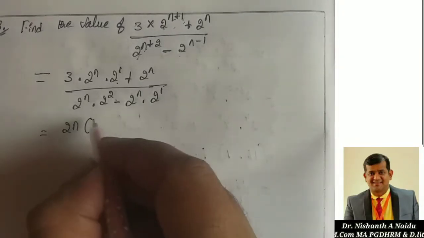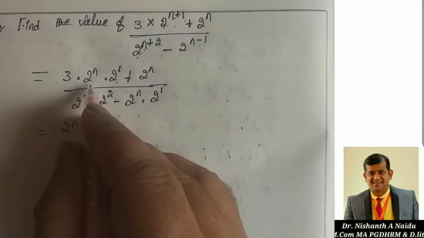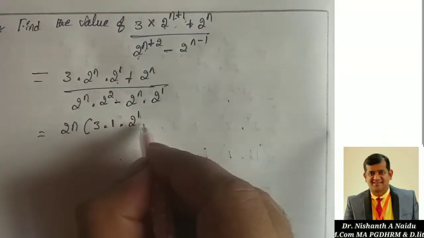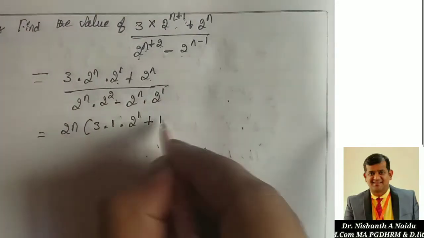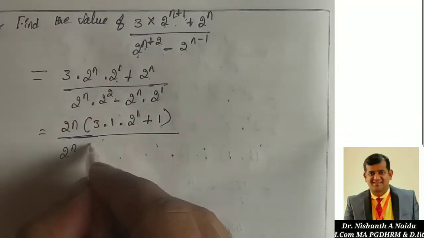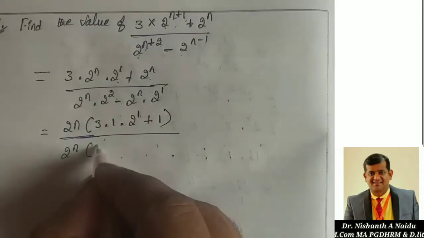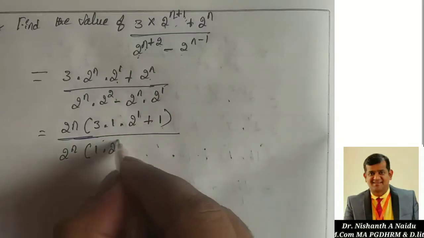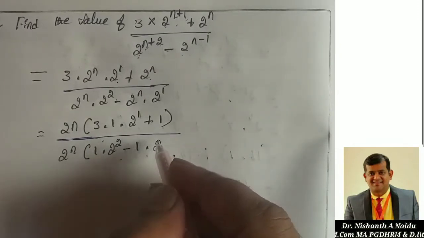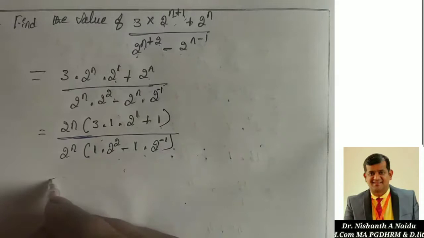2^n into 3. Since I have removed 2^n, in the place of 2^n what you are supposed to write is 1. So 1 into 2 to the power of 1 plus 2^n, which you write as 1, divided by, again taking 2^n out, into, in the place of 2^n you write 1 into 2 to the power of minus 1. So till here you are all clear, right?